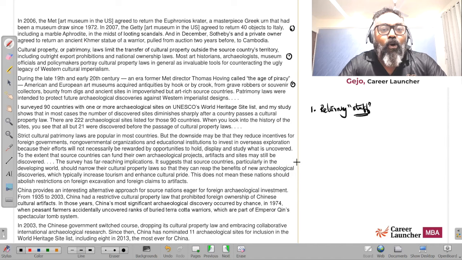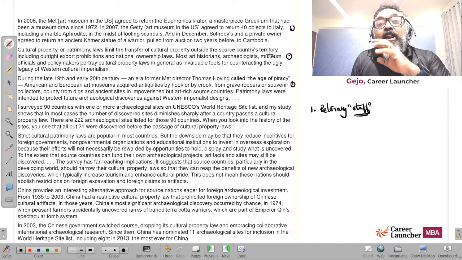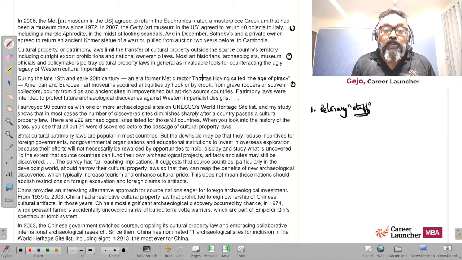Okay, nice. Cultural property or patrimony laws limit the transfer of cultural property outside the source country's territory, including outright export prohibition and national ownership laws. Most art historians, archaeologists and museum officials and policymakers portray cultural property laws, in general, as invaluable tools for counteracting the ugly legacy of Western cultural imperialism.